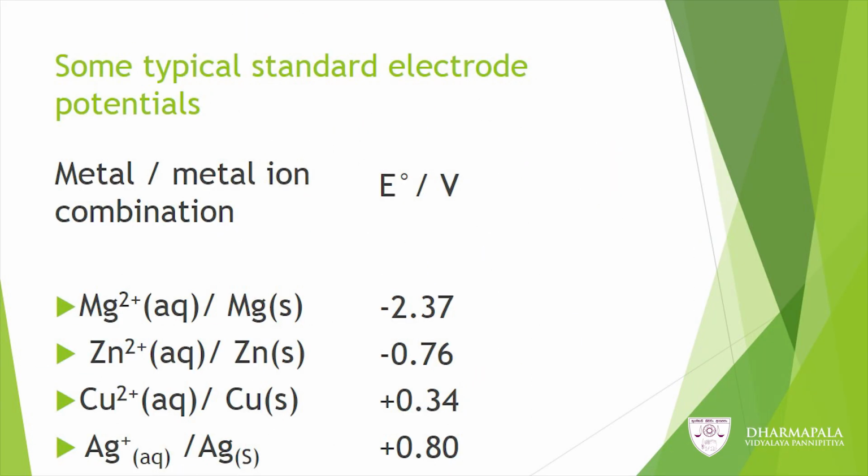Here some typical standard electrode potentials are given. For the Mg2 plus aqueous, magnesium solid combination, the standard electrode potential is minus 2.37. Zinc 2 plus zinc, it is minus 0.76. Cu2 plus copper, it is a positive value, plus 0.34. Ag plus silver solid, that is 0.8.